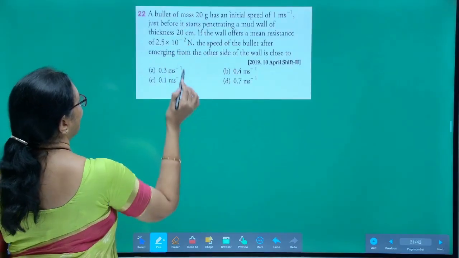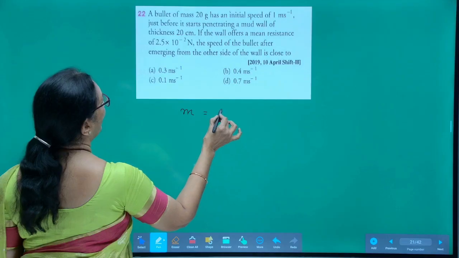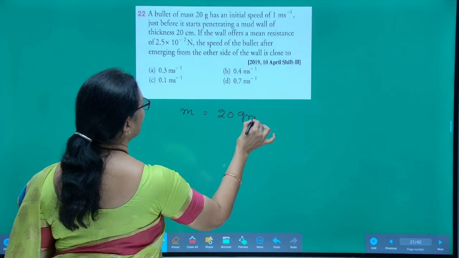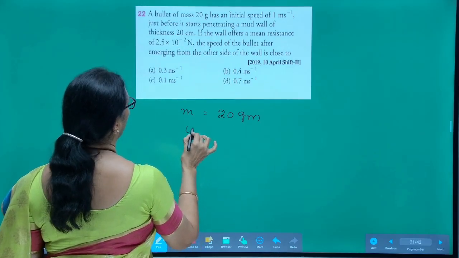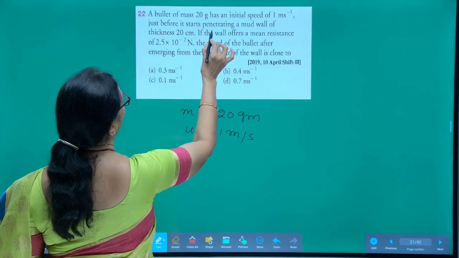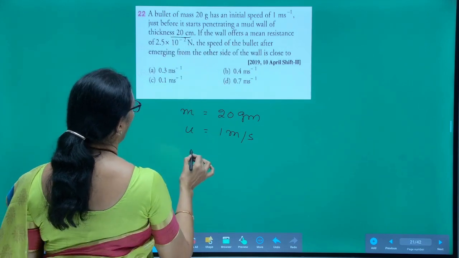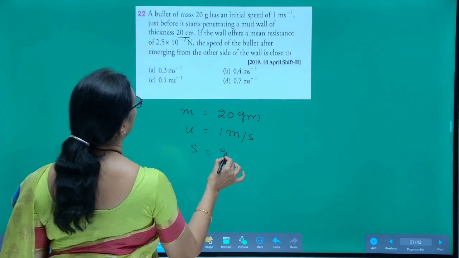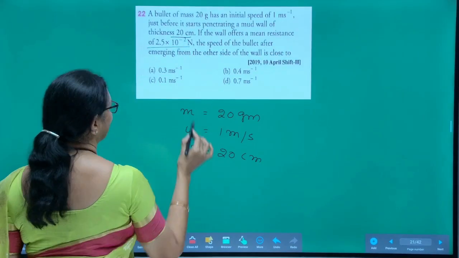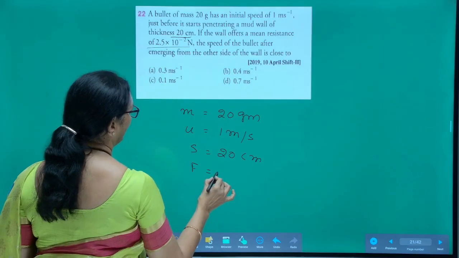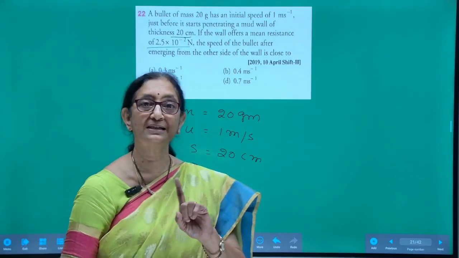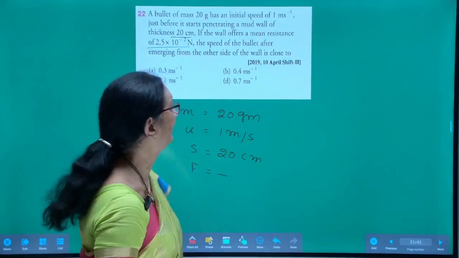A bullet of mass 20 grams, mass is given as 20 grams, has an initial speed u is equal to 1 meter per second just before it starts penetrating a mud wall of thickness S is equal to 20 centimeters. If the wall offers a mean resistance F is equal to, as it is offering resistance, direction of force is opposite to the velocity of the bullet.